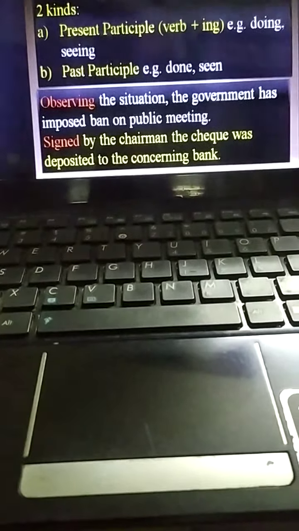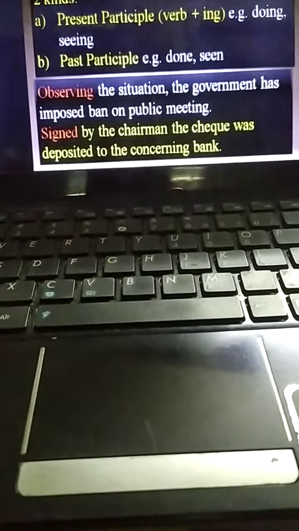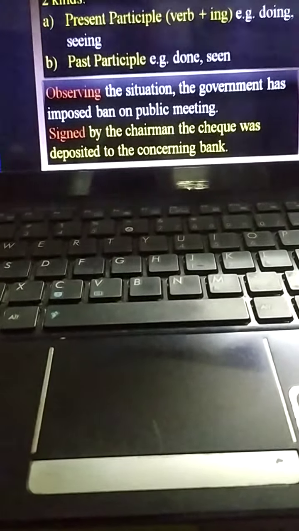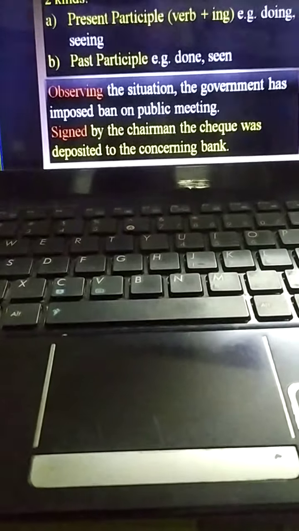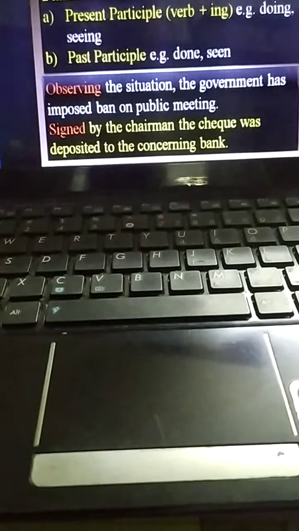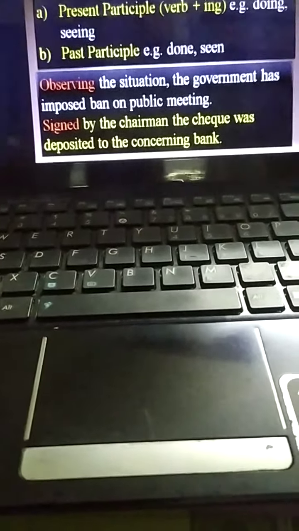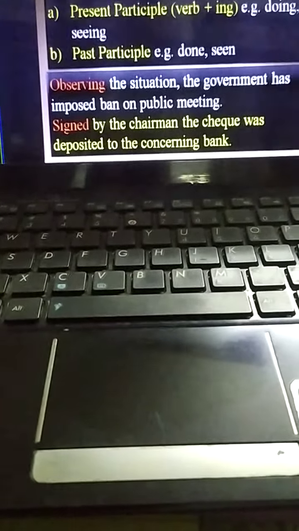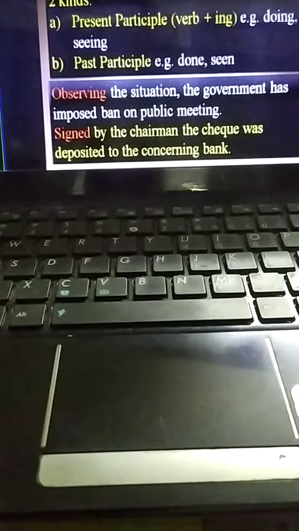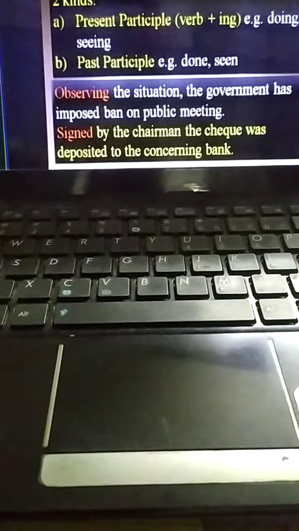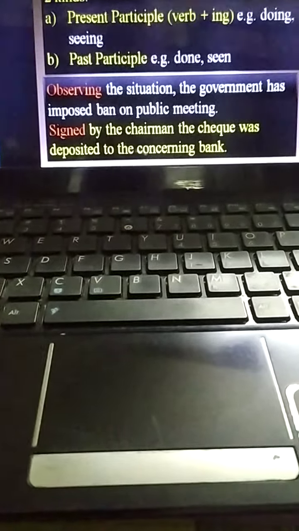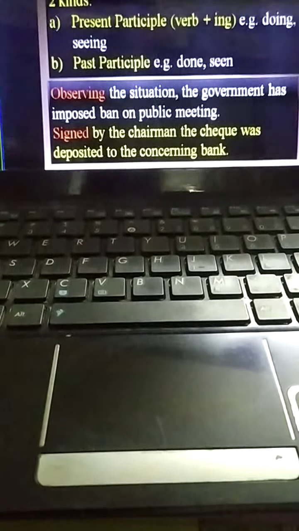Next, signed by the chairman. Signed by the chairman, the check was deposited to the concerning bank. Signed, past participle. And in present perfect tense, we have to use past participle. In passive voice, we also have to use past participle. Therefore, present participle and past participle.